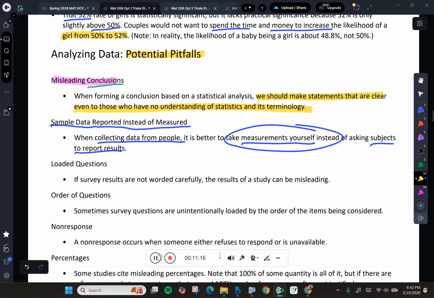When you're performing a survey, loaded questions. If your survey questions are not carefully worded, the results can be misleading just based on how you make the question sound. If you ask someone, when did they stop drinking? Well, you've implied that they drank. And maybe you've implied that they drink too much. And so your wording might load their answer in some way that could make it misleading.